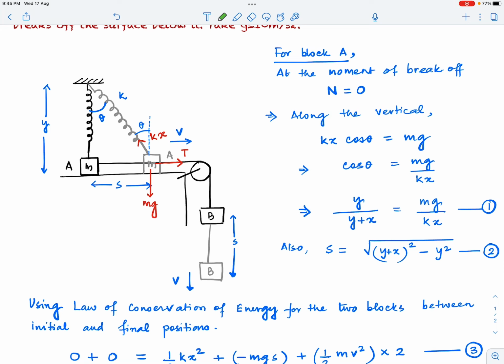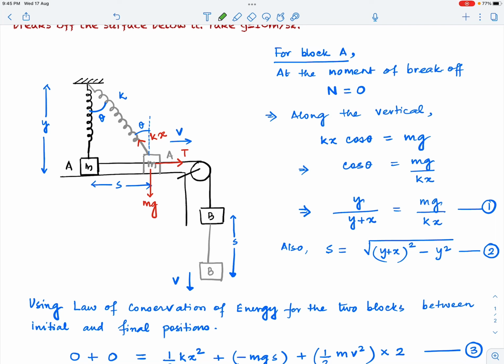So how are we going to approach this problem? We shall first use the force equation to get the condition for the normal reaction of block A from the ground becoming 0, because that will be the condition for block A to break off from the surface, right.